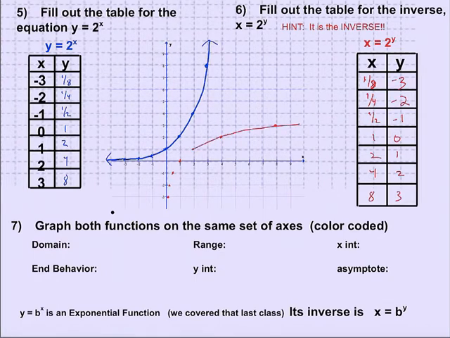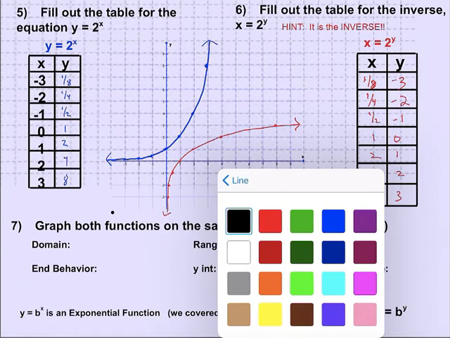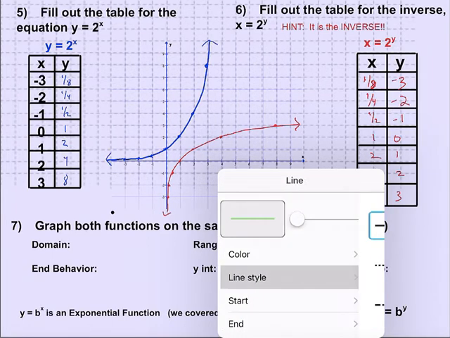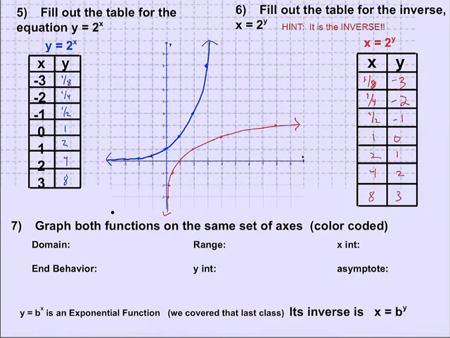If I connect those points, you can really see the invert. This is the inverse of the blue graph. If I wanted to draw the line of reflection, we can really see the symmetry there, that the red graph is the blue graph reflected over the line y equals x.